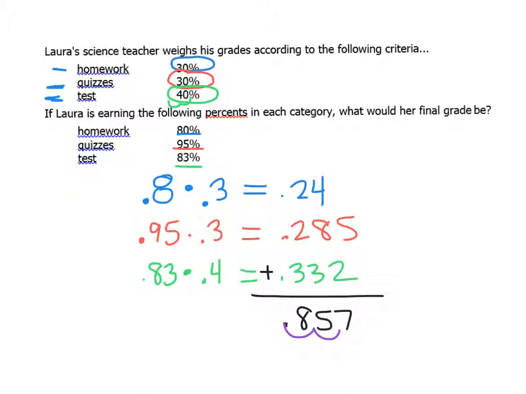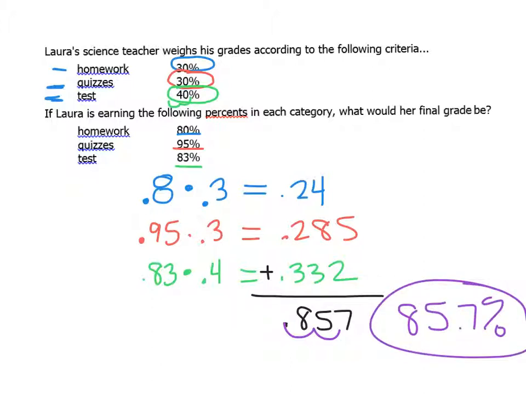And so her percentage for the class then is going to be 85.7%, which would be roughly a B. So that's how you would calculate grades based on the different weights that are given to each category.